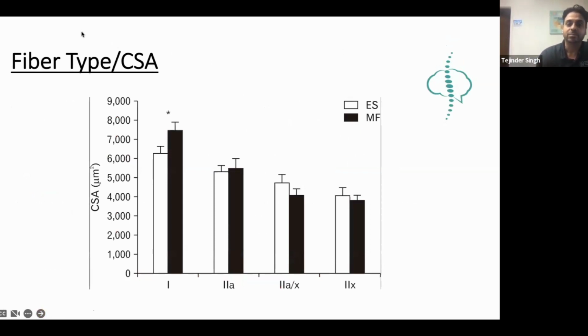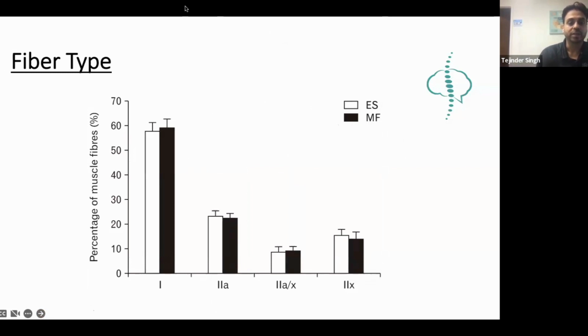Looking at the physiological cross-sectional area of deep fibers of multifidus, you can see the cross-sectional area of type 1 fibers is much, much higher when you compare multifidus with erector spinae. And we're studying here deep fibers of multifidus. So you can see this is a little stout muscle, but extremely dense, and extremely dense for type 1 fibers. Type 1 fibers are more numerous compared to type 2.